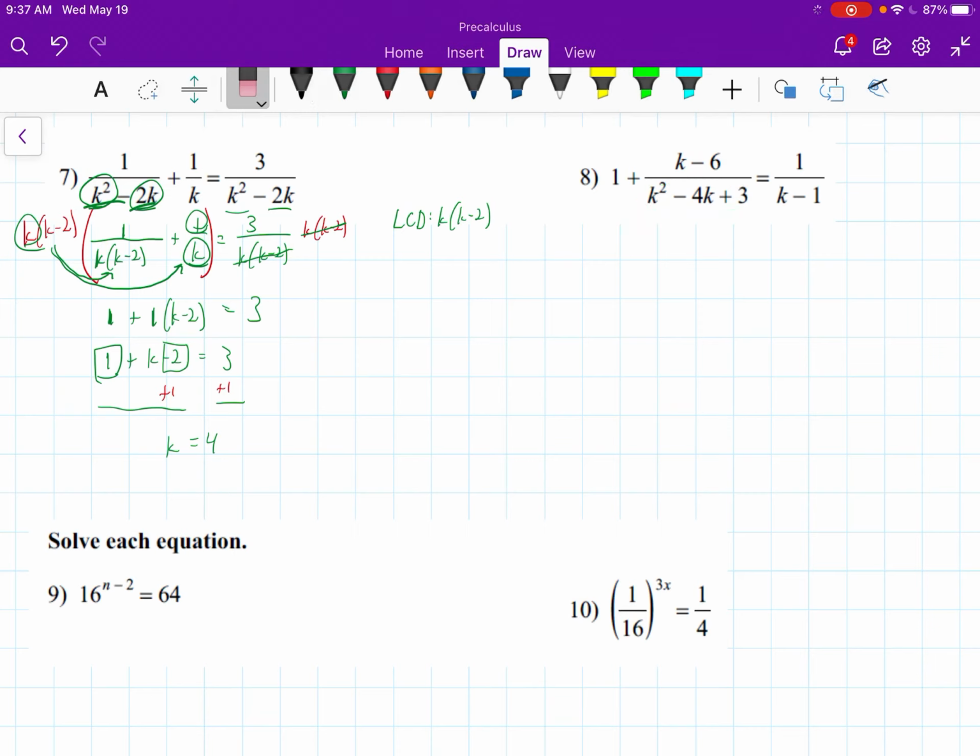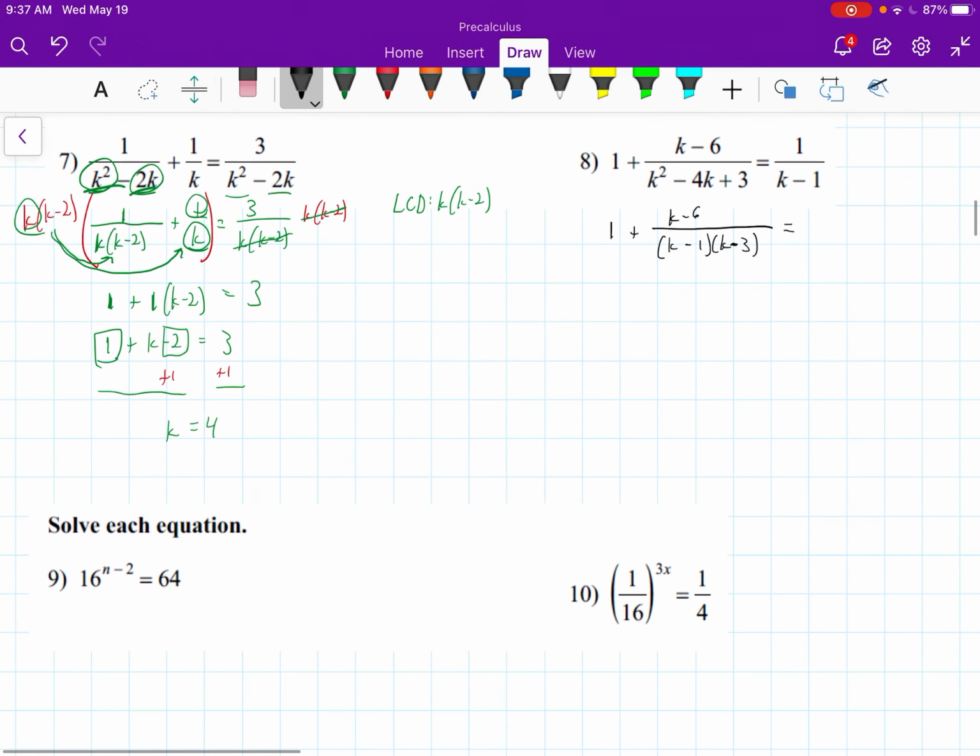And coming over to number 8, we want to factor this denominator. So we have 1 plus k minus 6 on top in the denominator. We want to factor this. This is k and a k, and it looks like it's going to be minus 1 and minus 3, and then equals 1 over k minus 1.